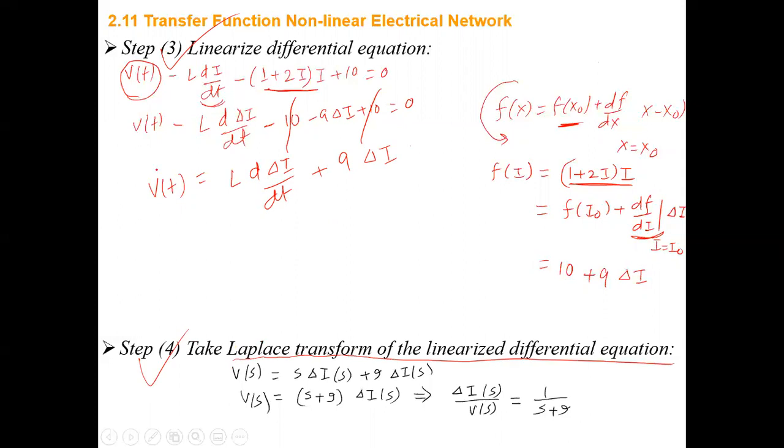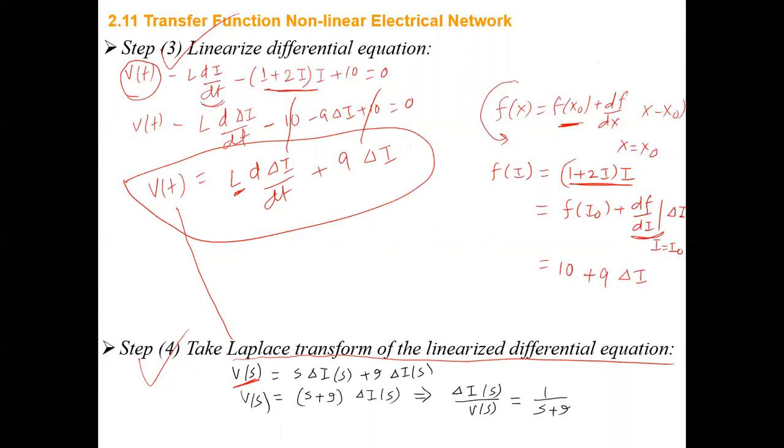Now, this is your linearized differential equation. Take the Laplace transform. What is the Laplace transform of VL? VL(s), right? Then I simply call L equals 1, okay? So, what is the Laplace transform of this guy? s times delta I. And what is the Laplace transform of this guy? 9 delta I(s). That's your Laplace transform.